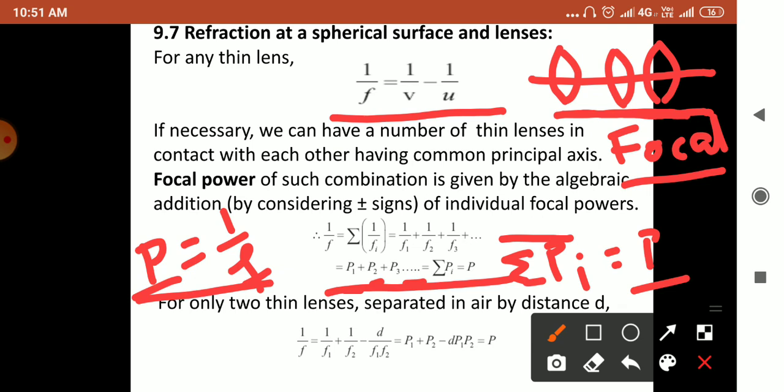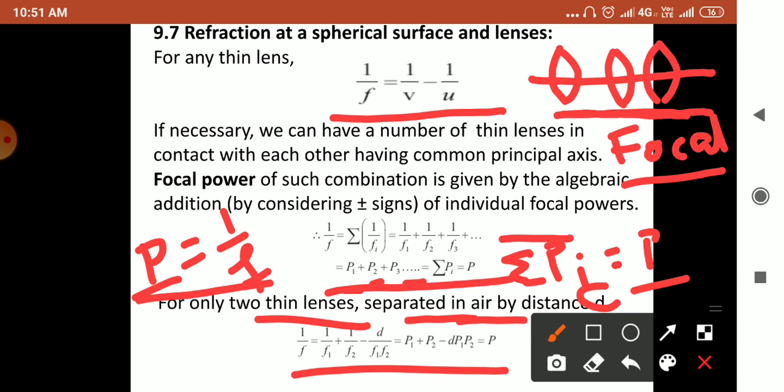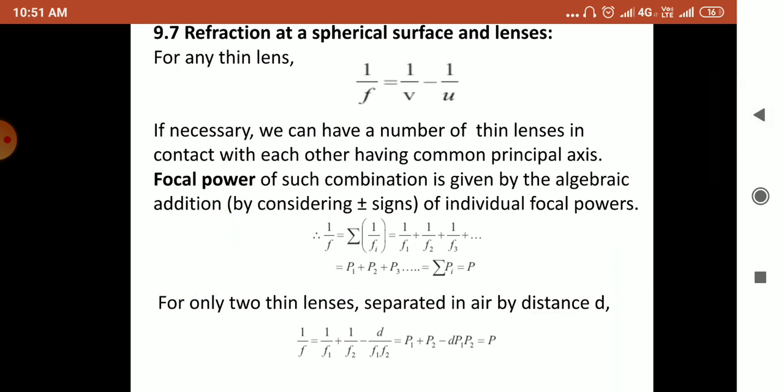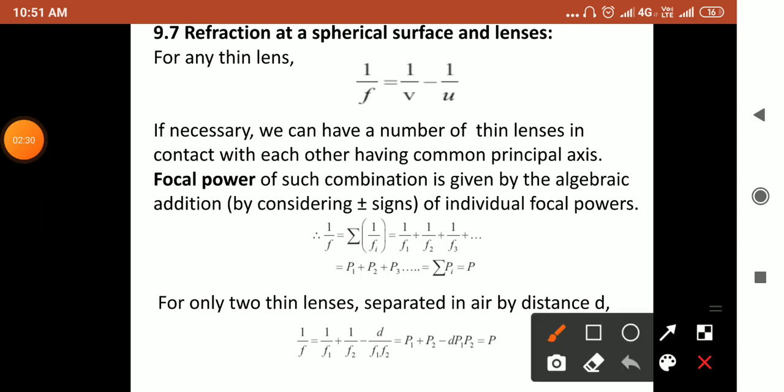For any two thin lenses, we can separate the two lenses by a distance d. Then the focal power equation will be P1 plus P2 minus d P1 P2 equal to P. So this is the focal power equation with respect to the focal length.